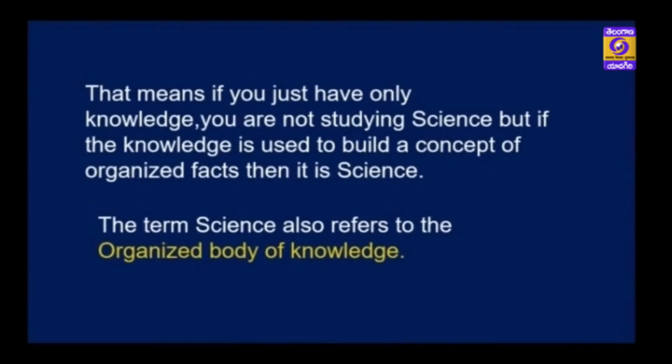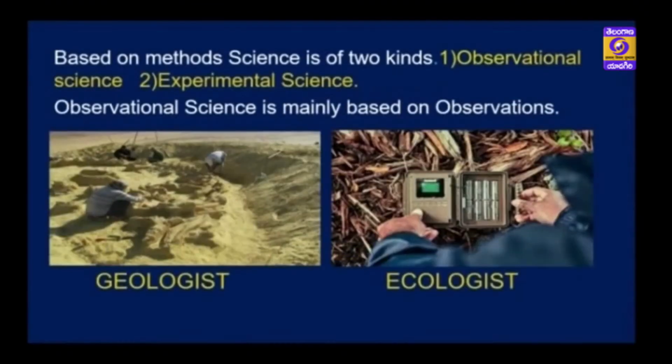What is the reason behind that? We are not thinking. So we have to build a concept-oriented approach. That will come under the organized facts, and only that is related to science. That means the term science also refers to the organized body of knowledge. Here, based on the process or methods, science is of two kinds. What are they? One is observational science and the second one is experimental science.